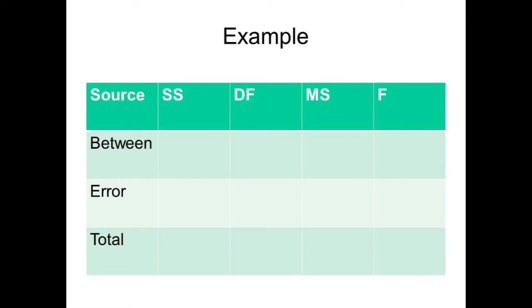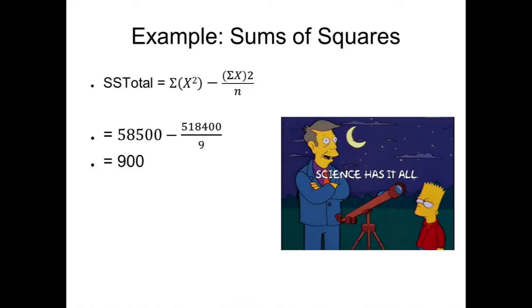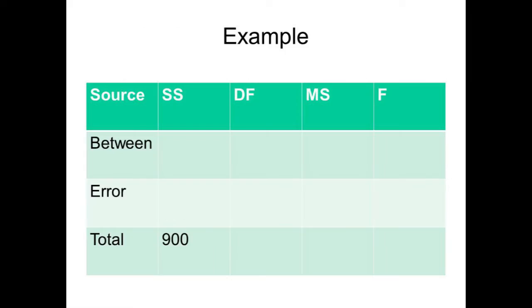First things first, sums of squares. Okay, remember that shortcut formula we saw before? Let's use that. I'll let you guys work through the data here, but hopefully as you do, you get 900 like I did. Okay, so let's put that right in here.